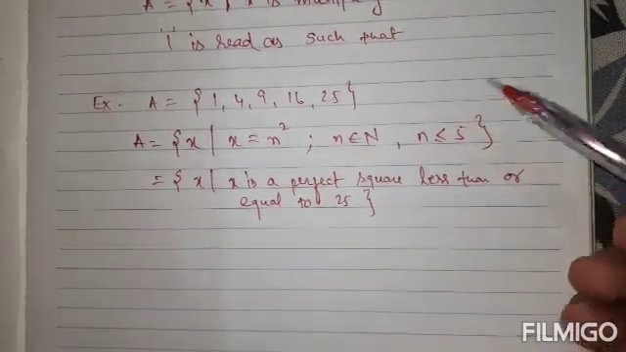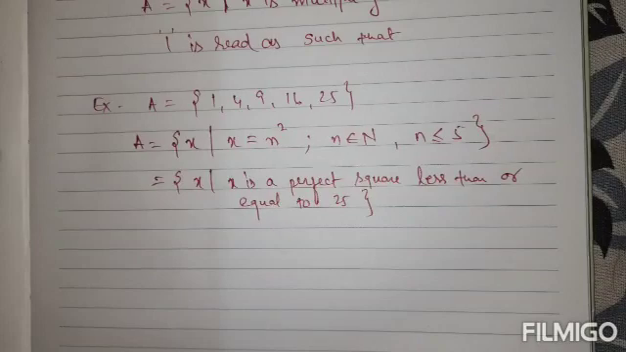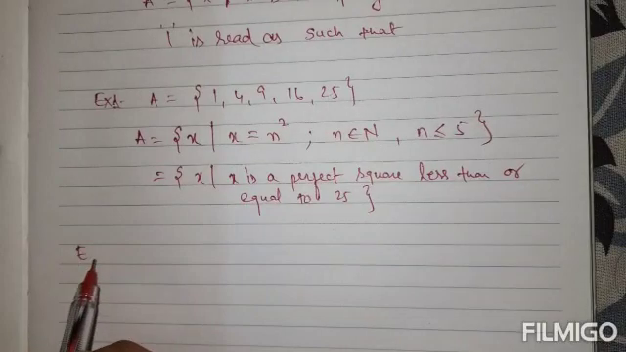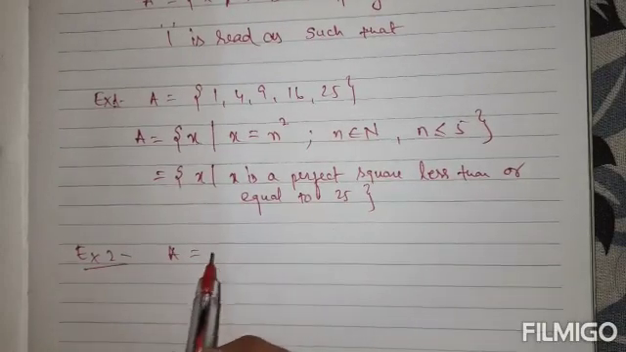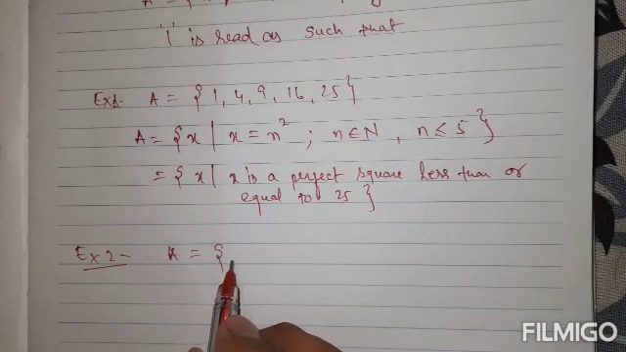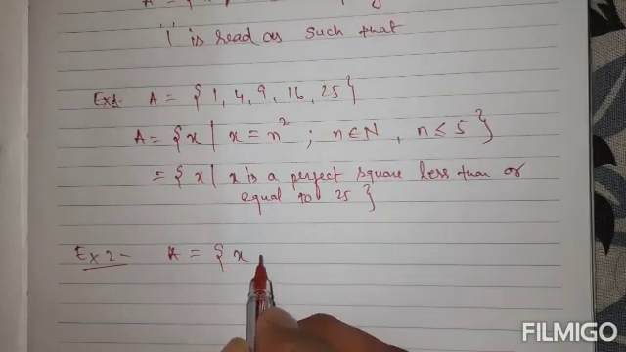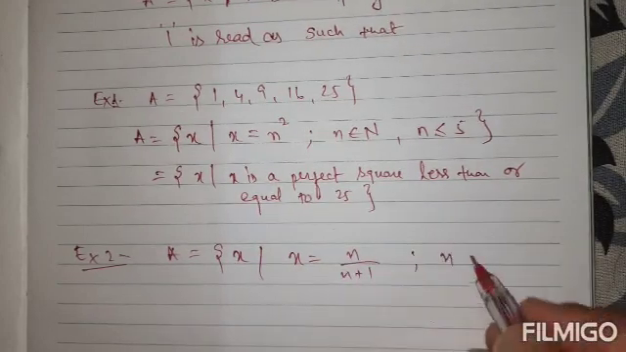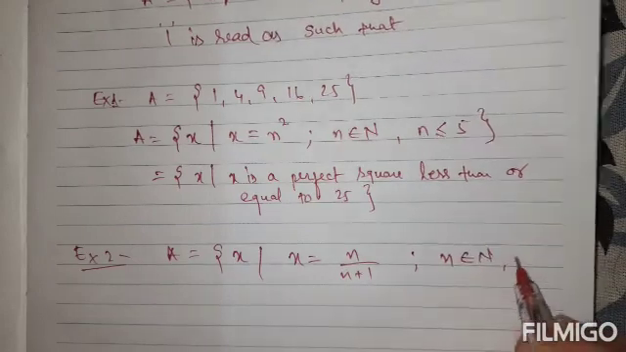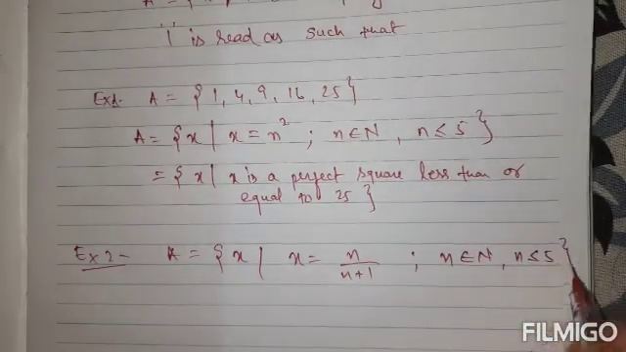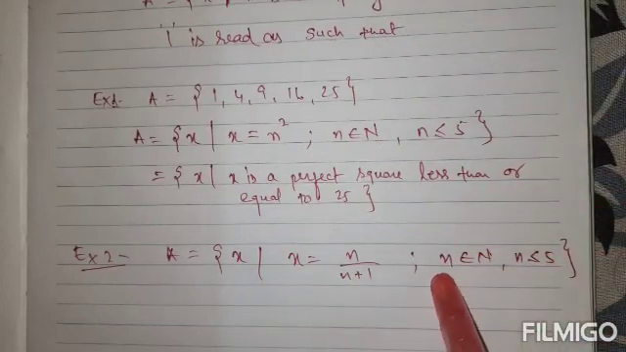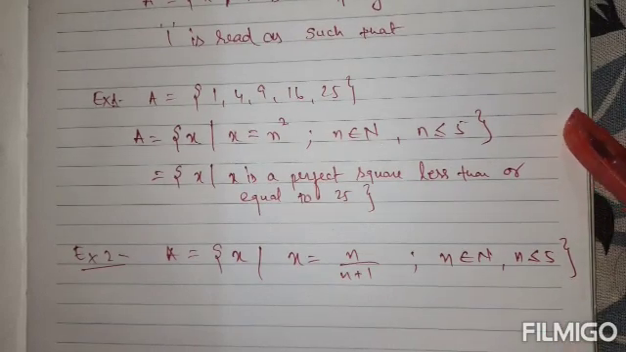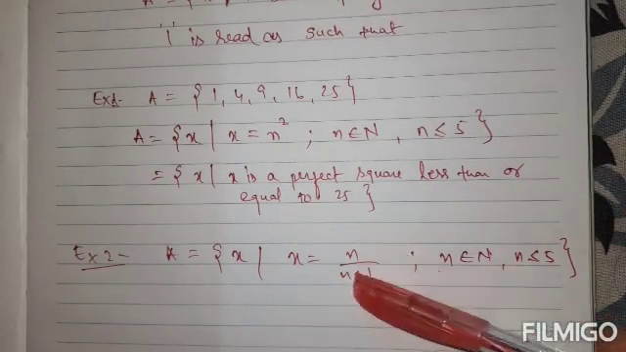In another case, you may be asked to convert set builder form to roster form. Taking another example, suppose A is any set, written as A is equal to the set of all x such that x is equal to n upon n plus 1, where n belongs to N and n is less than or equal to 5. It means that n is a natural number less than or equal to 5, means the values of n you can take are 1, 2, 3, 4 and 5. One by one put all these values here and find x.